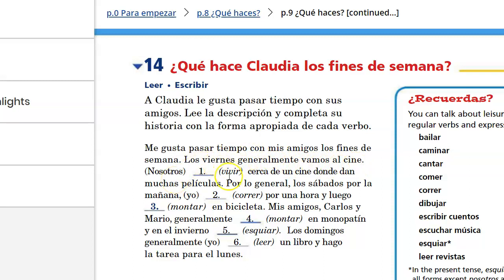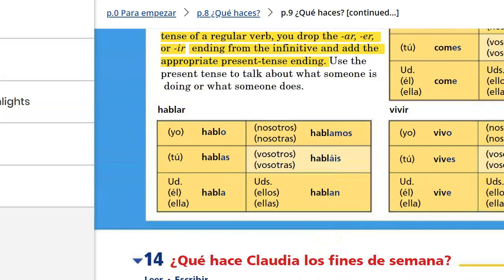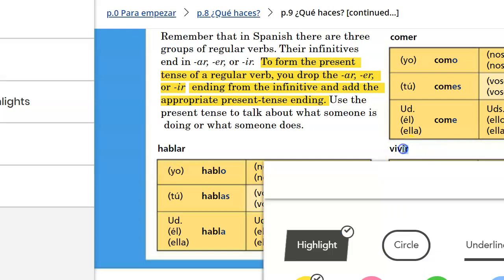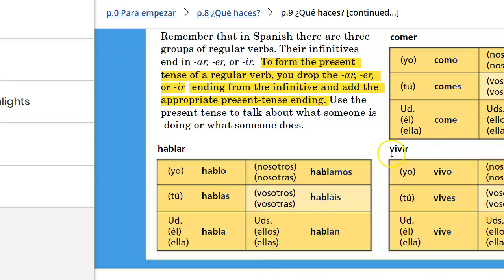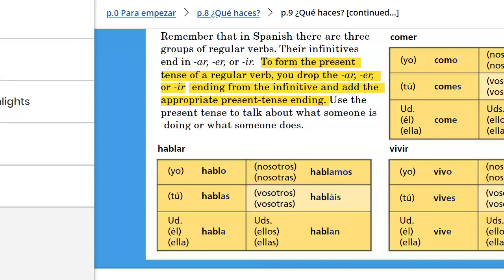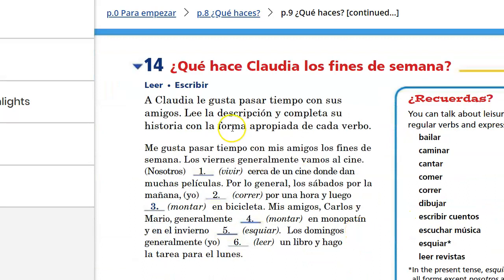Nosotros vivir. So I want the verb vivir in the nosotros form, and it's actually provided here in our example conjugation chart. That would be vivimos. Again, start with the infinitive, remove the ending, the last two letters, and then you're left with the stem, and you add to the stem the present tense ending that matches the subject. That's conjugating, right? That's what we're doing here in exercise 14. To put it all together, to say who's doing the action in the sentence.